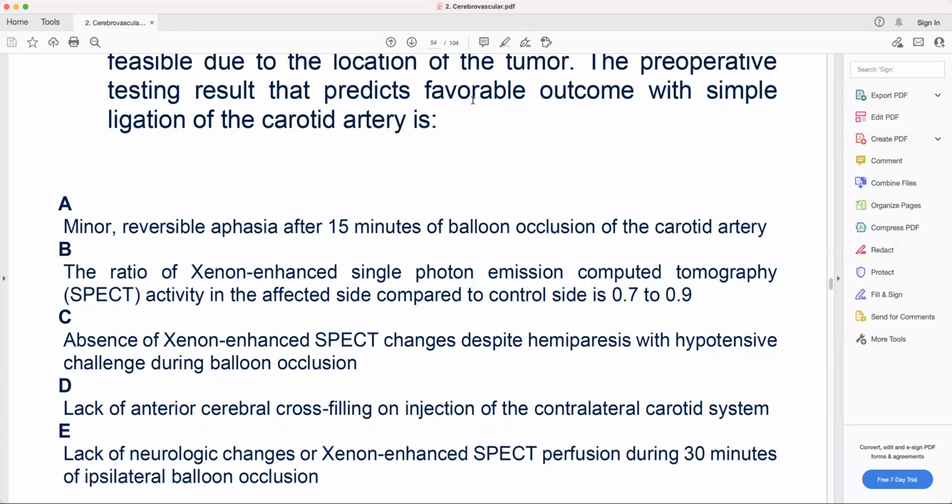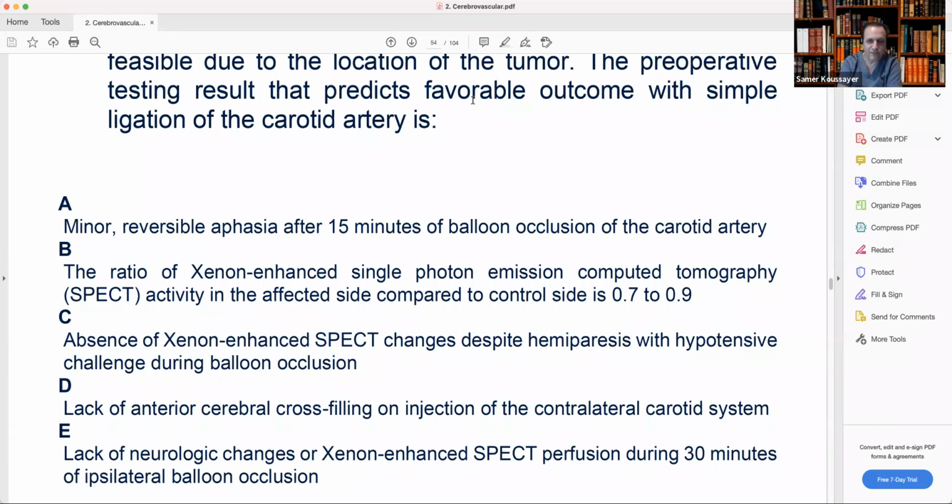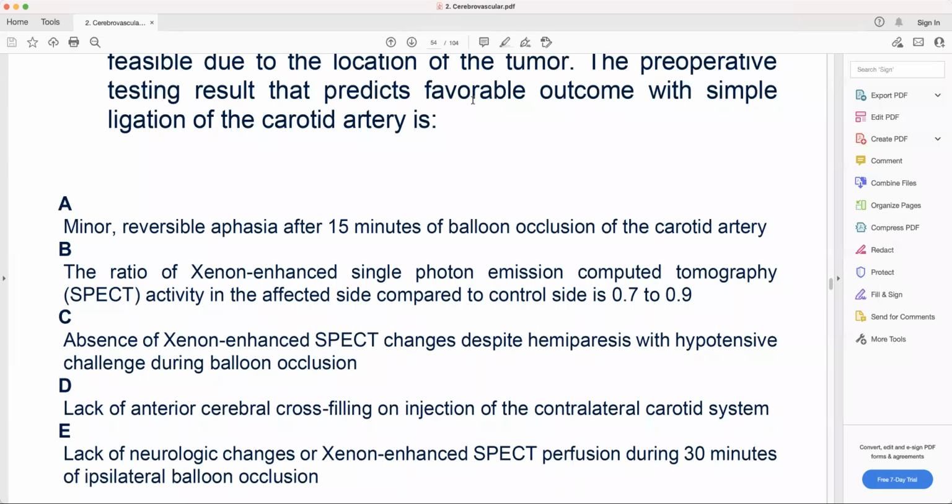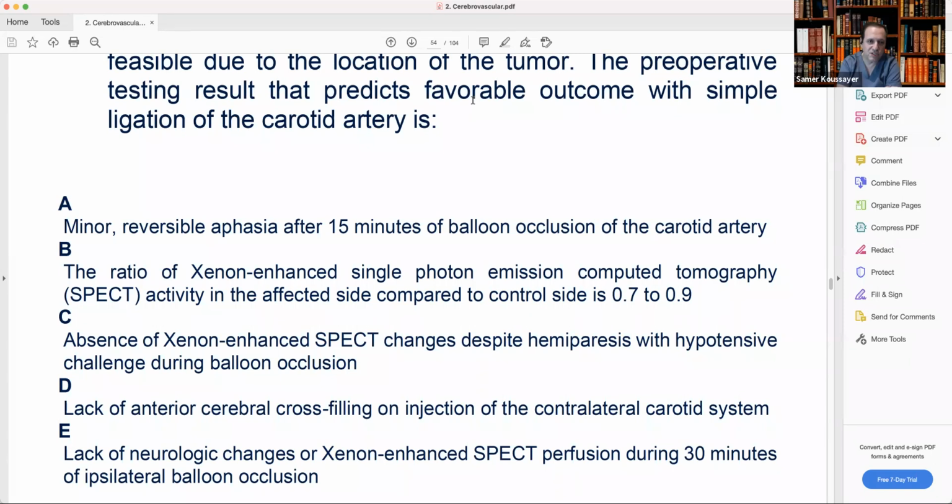Of course, you need to heparinize the patient. Don't occlude the internal carotid for 30 minutes without it, or you get thrombosis. Don't forget to heparinize the patient very well. And be sure the patient is awake.